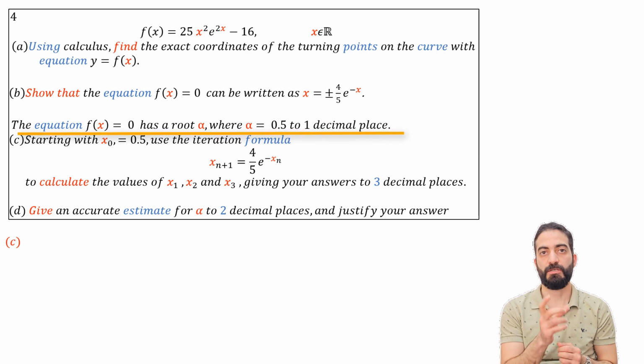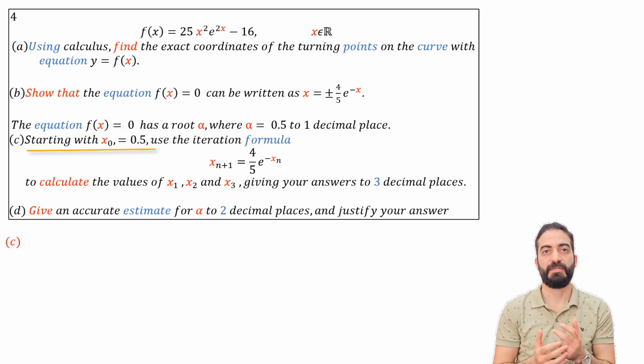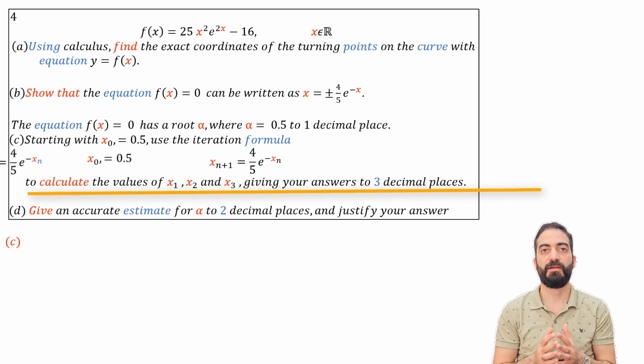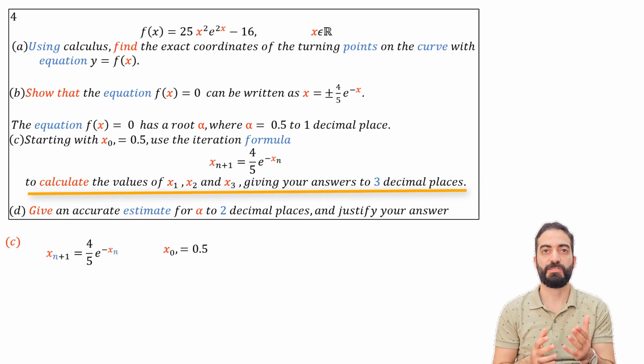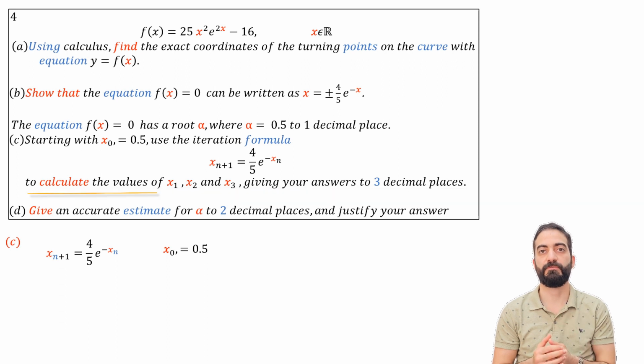The equation f(x) equals 0 has a root alpha, where alpha equals 0.5 to 1 decimal place. Part C, starting with x0 equals 0.5, use the iteration formula to calculate the value of x1, x2, and x3, giving your answer to 3 decimal places.